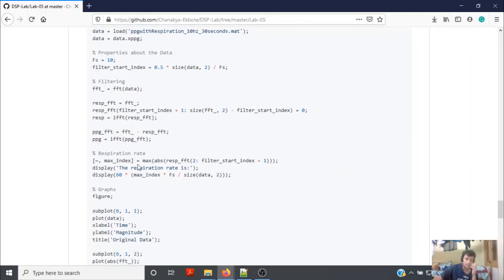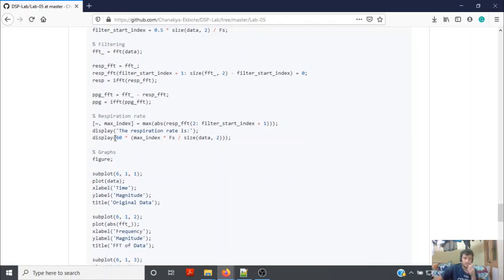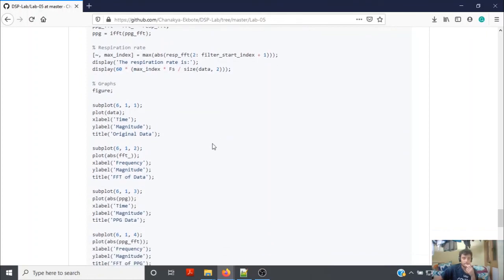You just calculate the index of the maximum value that lies between index value 2 and the filter index plus 1. So we have taken an index value of 2 in this case because in this particular code we have not computed any zero mean. So the signal is not zero mean, and hence it has a DC component. So if we start from 1, we get the maxima to be 1 because the DC component is very high. Hence we have started from the value of 2. And again, you can calculate the respiration rate using the same formula as we have done before, and this is just for plotting.